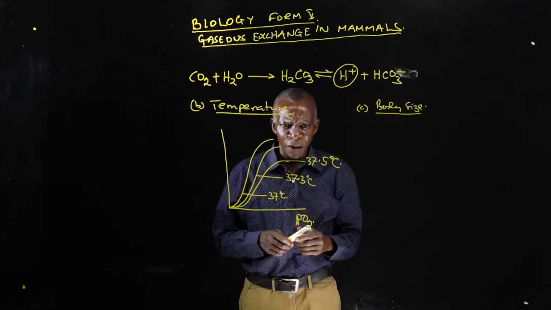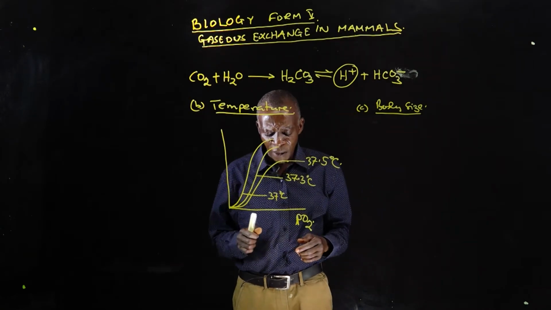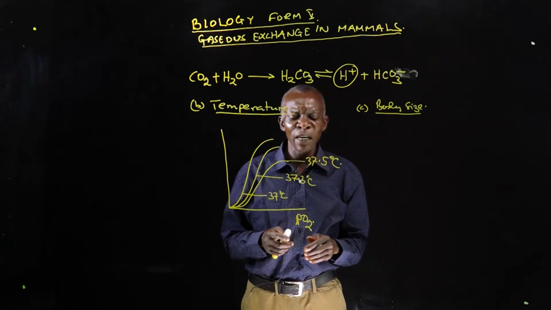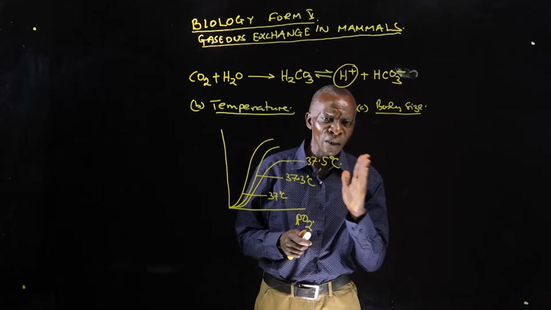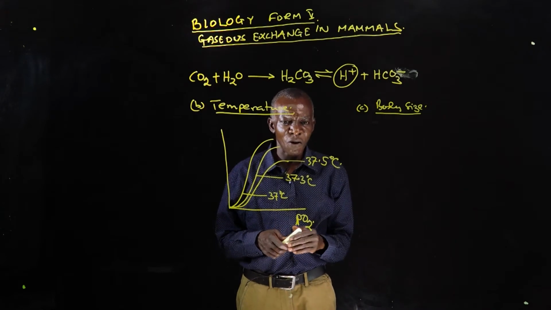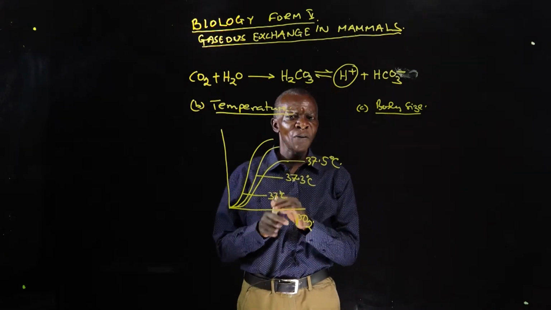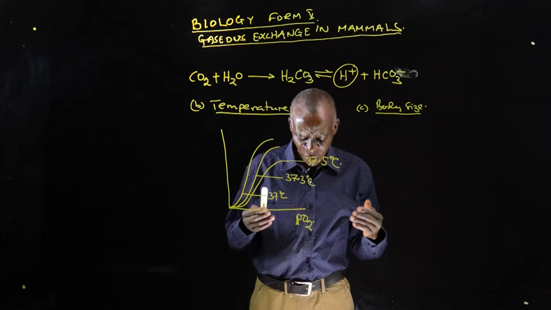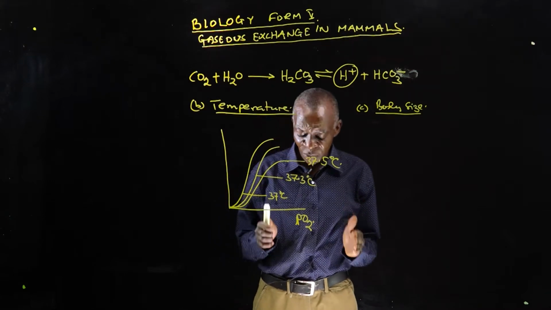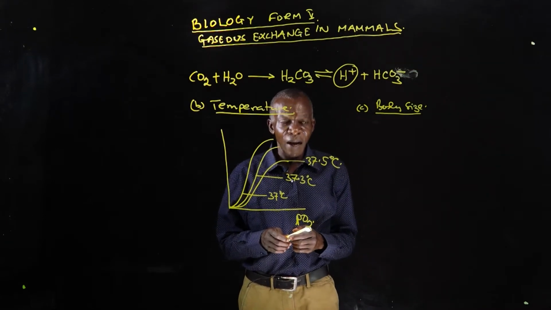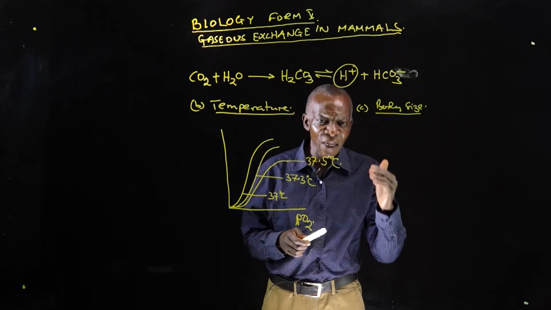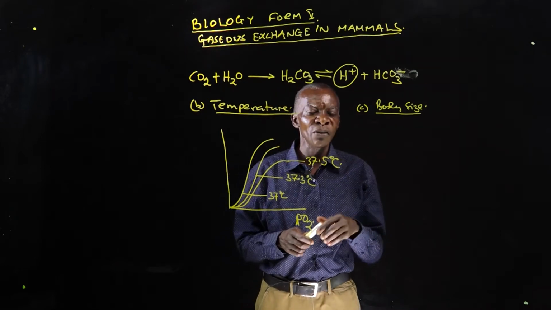For example, the oxygen dissociation curve for small mammals is normally displaced to the oxygen partial pressure axis compared to that of large animals. And this is because in small mammals, the rate of metabolism is high. And therefore, if the rate of metabolism is high, the rate of carbon dioxide production is also high.